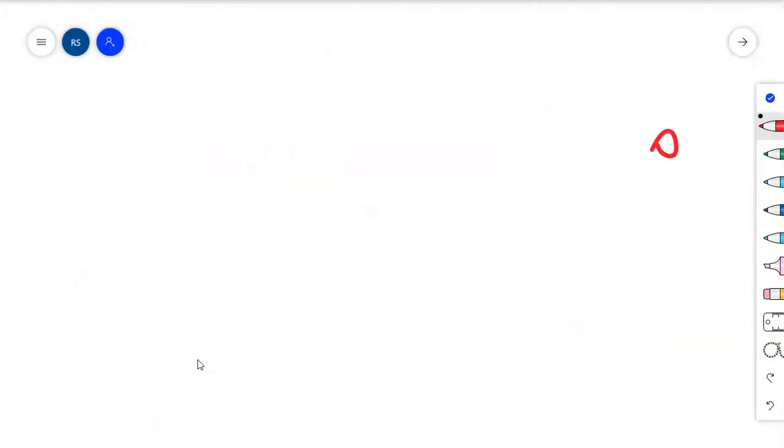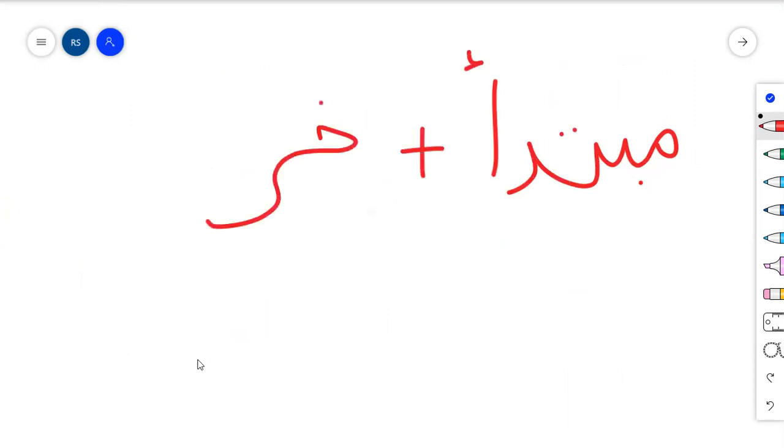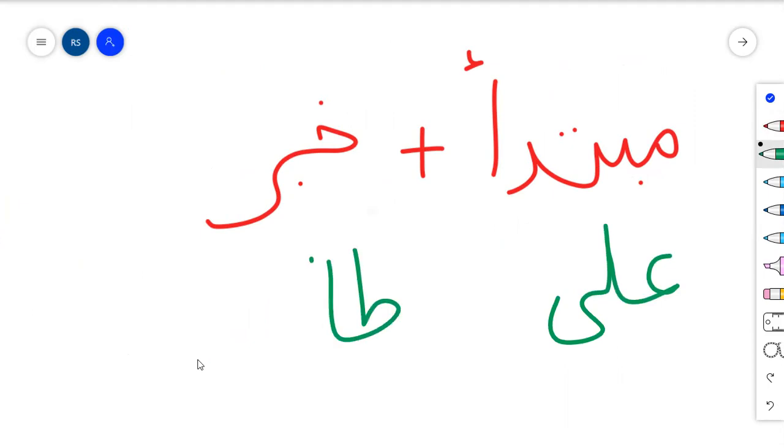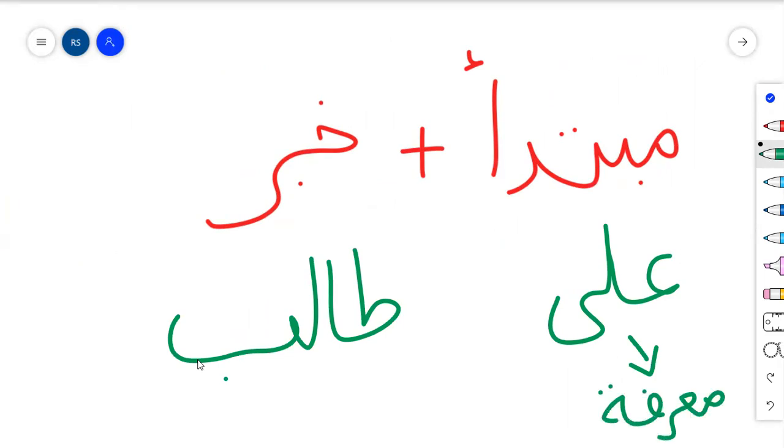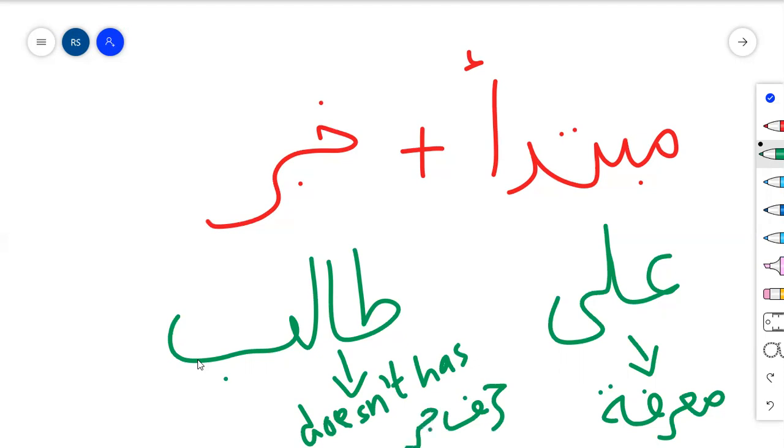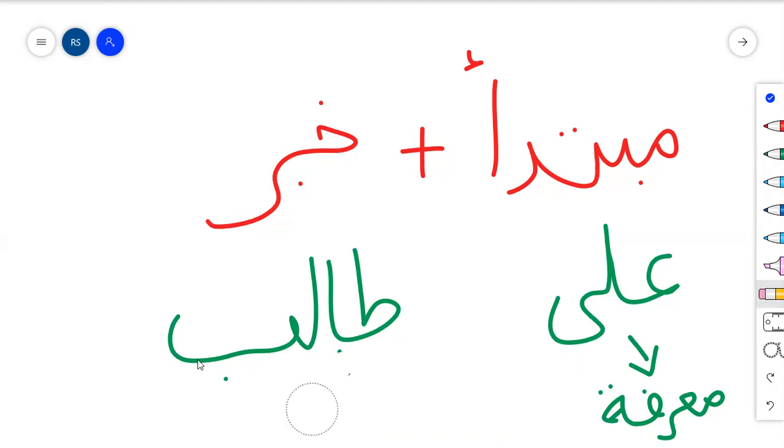Normally sentences are like this: mubtada plus khabar, like Ali talibun. Ali is a student. Here you see Ali is marifa, and the khabar does not have harfe jar. So the main thing is, whenever the mubtada is marifa, it will come before the khabar.